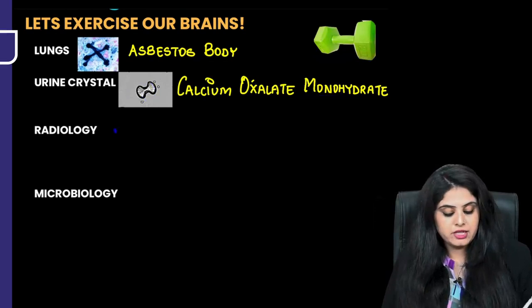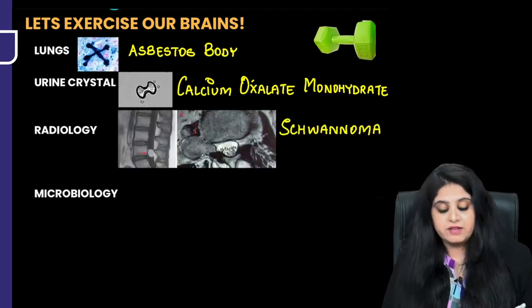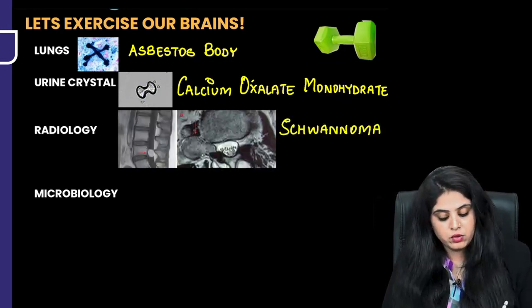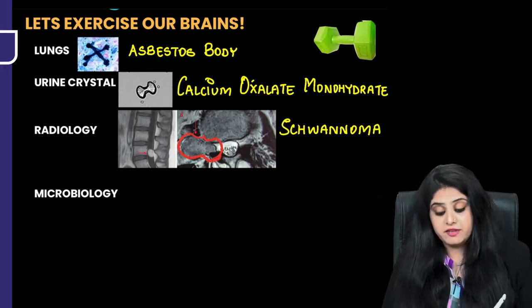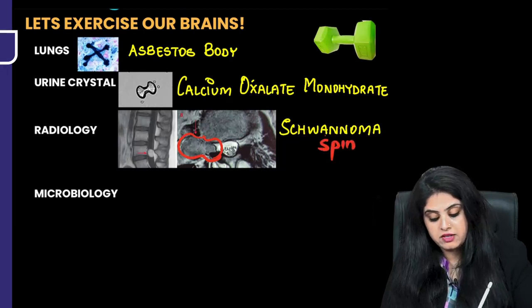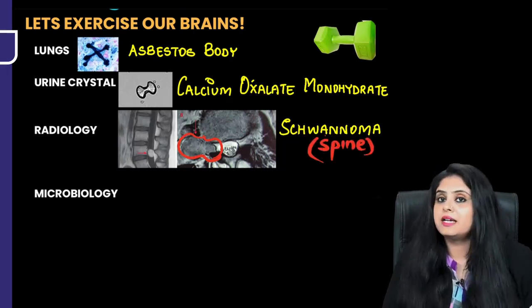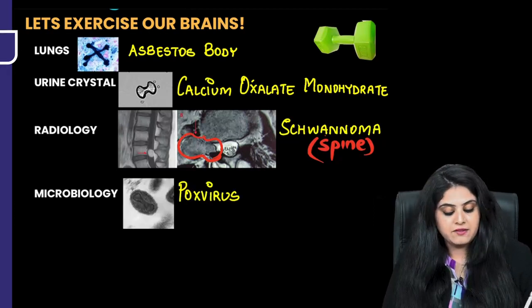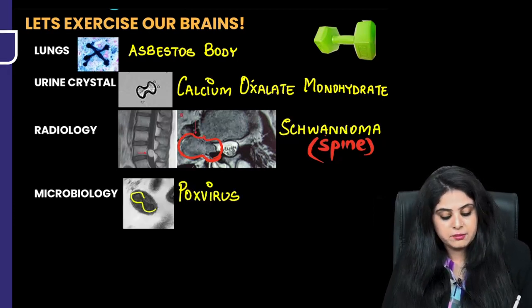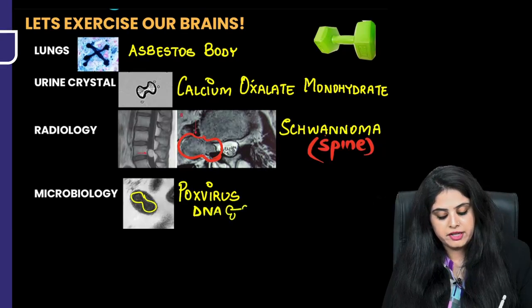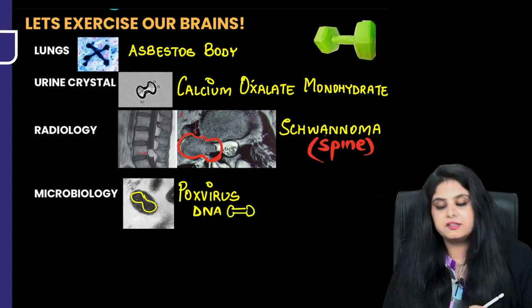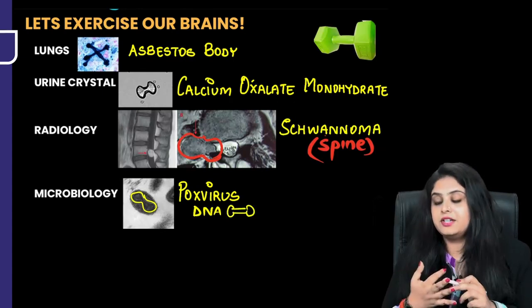What in radiology, guys, if you remember? Schwannoma. When you see it radiologically, schwannoma tends to show you a dumbbell shaped configuration, where schwannoma in the spine, not everywhere. Schwannoma in spine shows you dumbbell shaped. And which virus in microbiology is gonna have a dumbbell DNA? You can see a dumbbell DNA, yes. So please remember, the dumbbell DNA is pox virus. I hope everyone's okay with this. These are all the dumbbells that you have in path, micro and radiology.